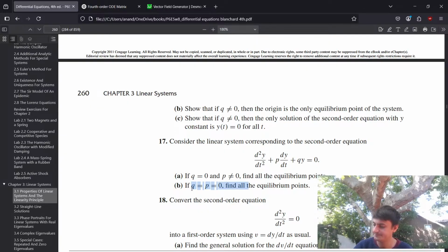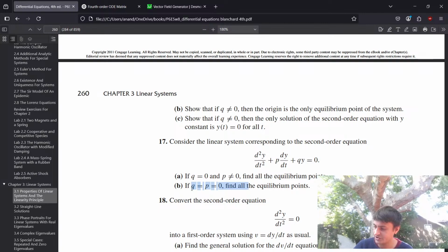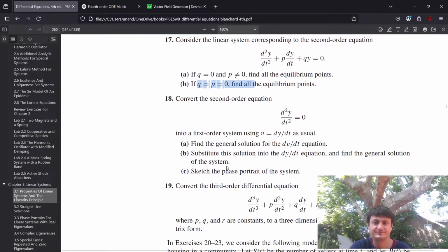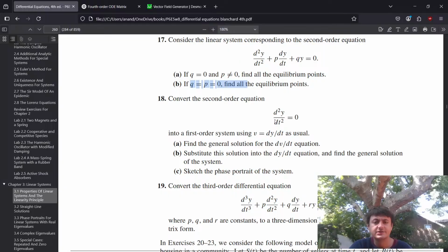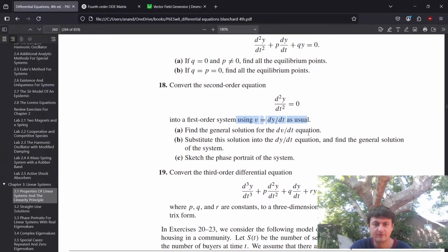Wait, is that true? No, if Q and P are 0, then the span is just going to be 0, 1, 0, 0. So then you're going to have the x-axis at your disposal. Okay. Consider this. Convert it into first order. Find the general solution. Okay, we could do that one.